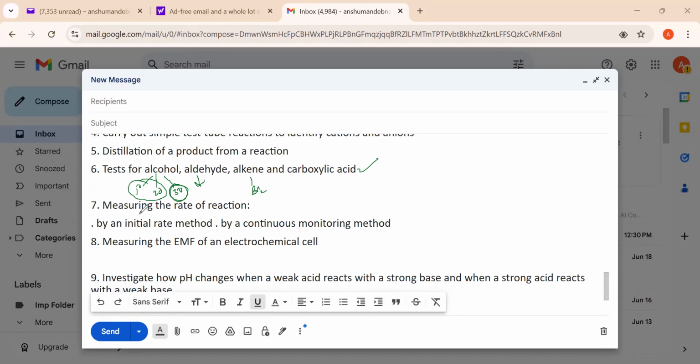Measuring the rate of the reaction is my favorite, right? This will be tested by initial rate method, right? Isn't it? By continuous monitoring method. EMF, this is very important, right? The electrochemical cell, go over it. Electrochemical cells with temperature, with the current change, right? The voltage with the ions, right? You are going from sodium ions to aluminum ions, right? A magnesium ion to aluminum ion.